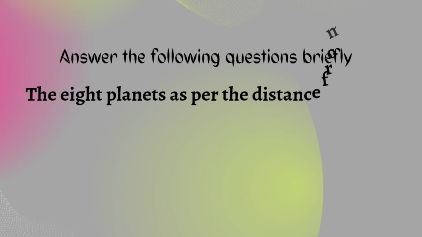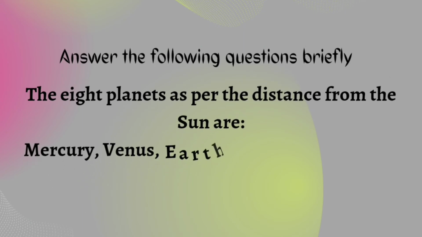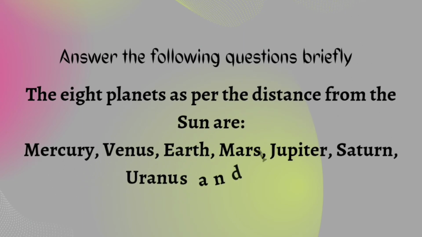So we can answer it as the 8 planets as per the distance from the Sun are Mercury, Venus, Earth, Mars, Jupiter, Saturn, Uranus and Neptune. These are the 8 planets as per the distance. This is according to the order: Mercury, Venus, Earth, Mars, Jupiter, Saturn, Uranus and Neptune.